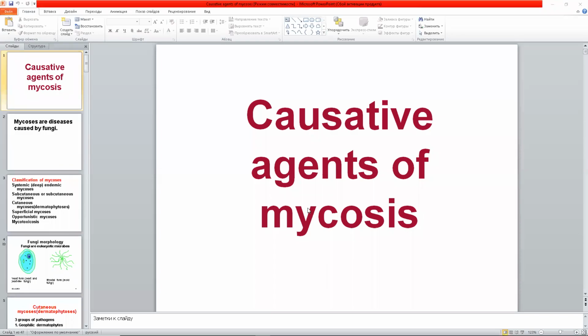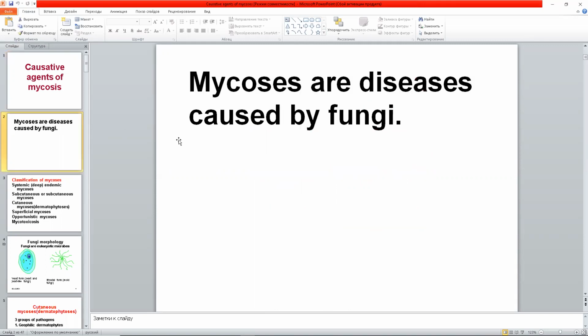The topic of the lecture is causative agents of mycosis. Mycosis are diseases caused by microscopical fungi. Microscopical fungi belong to the Eumycota kingdom. In the past, the name of the kingdom was Mycota, and so diseases caused by microscopical fungi are named mycosis.